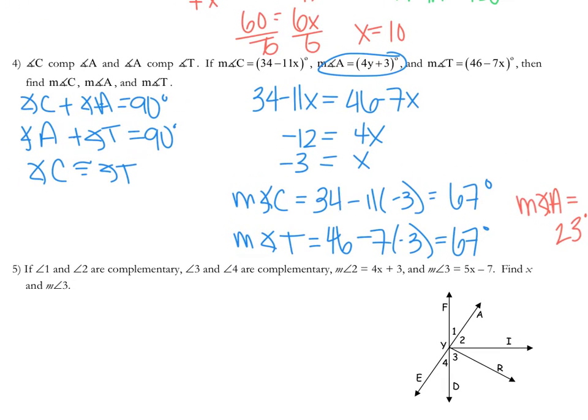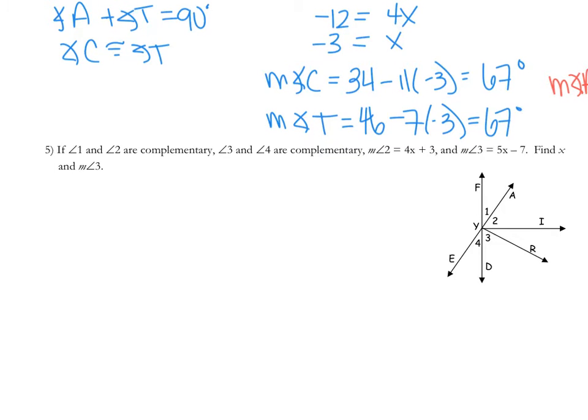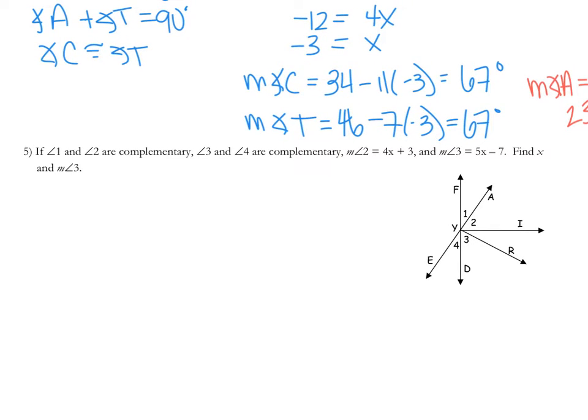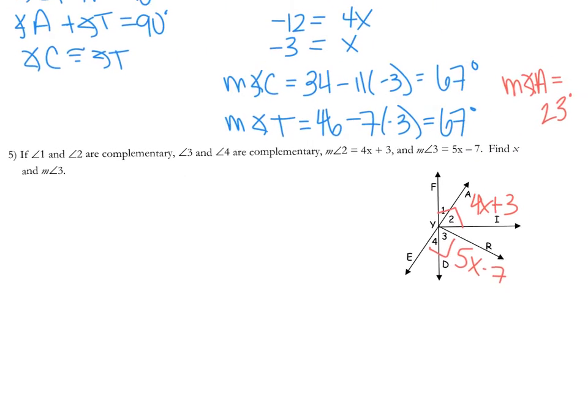Okay. All right, last arithmetic problem, and then we have a couple proofs. So angles 1 and 2 are complementary, which means they add up to 90 degrees. And angles 3 and 4 are complementary, so they add up to 90 degrees. Measure of angle 2 is 4x plus 3, and measure of angle 3 equals 5x minus 7. Find x and the measure of angle 3.